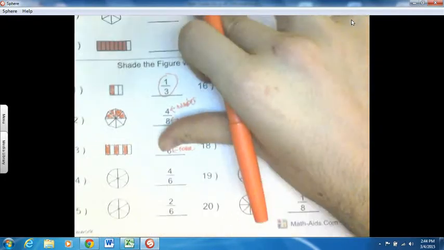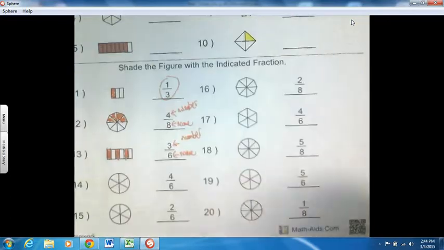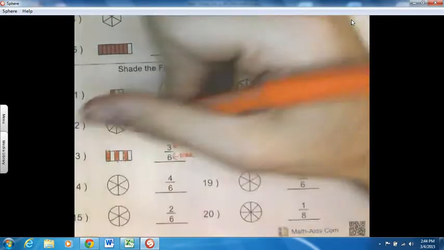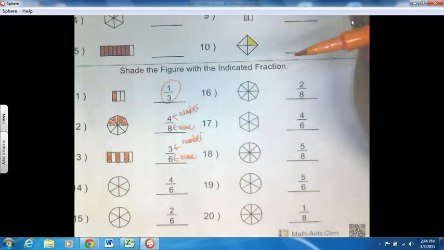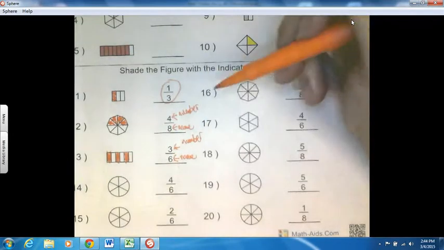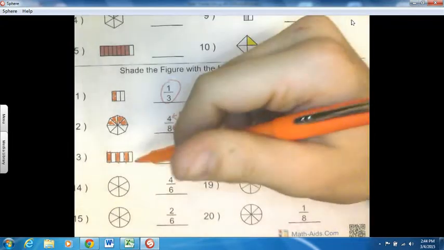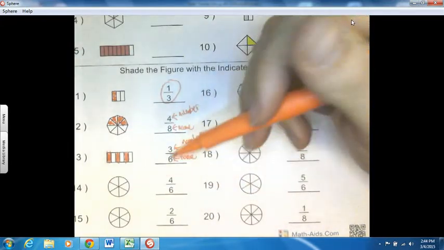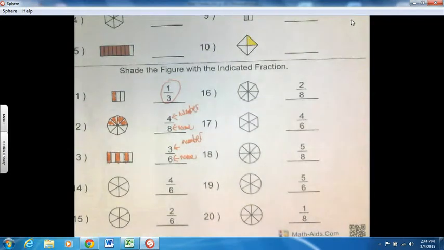I would recommend as you go through, be thinking, all right, these are eighths. I need to shade 4 of them, right? We did that for number 12. On number 13, you said these are sixths. I need to shade 3 of those sixths. Number 14 says 4/6, and this one you need to shade 4 of them, and the next one at 2/6 you need to shade 2 of them, right? So I would go through that so you get the practice of reading.